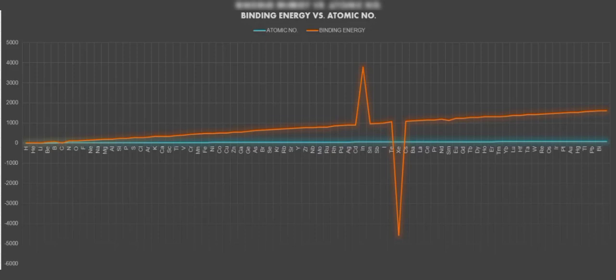Thus, the graph of binding energy versus atomic number typically shows a curve with a characteristic hump shape known as the binding energy curve or the nuclear binding curve. The binding energy is the amount of energy required to separate the nucleus of an atom into its individual protons and neutrons. Overall, the binding energy versus atomic number graph provides important information about the stability and properties of atomic nuclei and is essential for understanding the behavior of nuclear reactions and nuclear energy production.